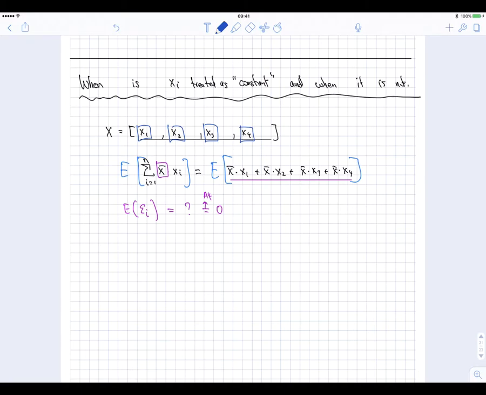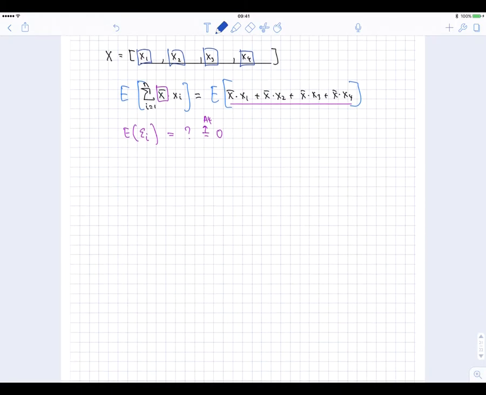So, treating xi as a variable, what would be treating xi as a constant? What would be the expectation of xi? Just xi, not x bar, because it's just going to be a constant. Yeah, that's a really good question. So look at this. That's a really good question.